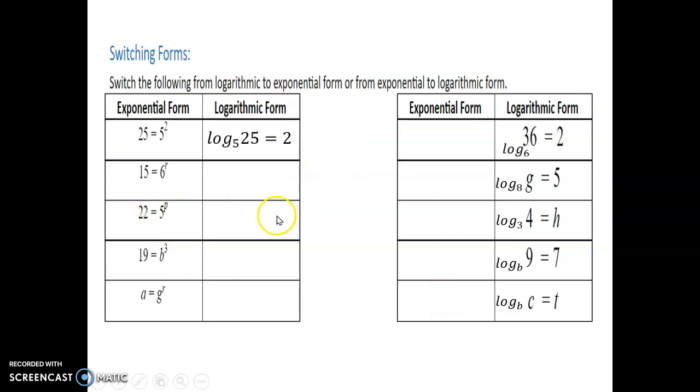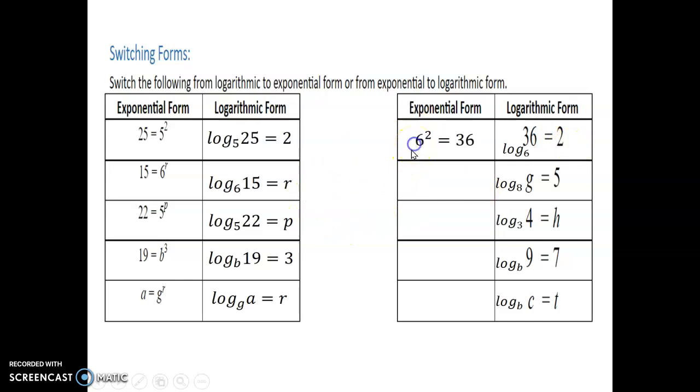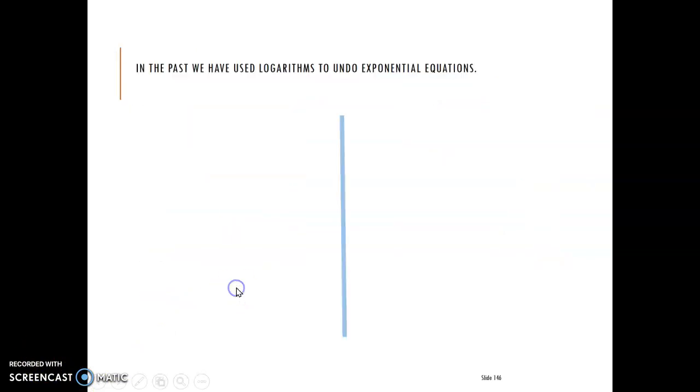Okay, so just go ahead and hit pause. Okay, so now that those are finished, let's go from logarithmic form to exponential form. So we have log base 6 of 36 is equal to 2. So my base is 6, and then my power is 2, and it's going to equal 36. So go ahead and hit pause and finish those. I went a little too far back. Hold on.